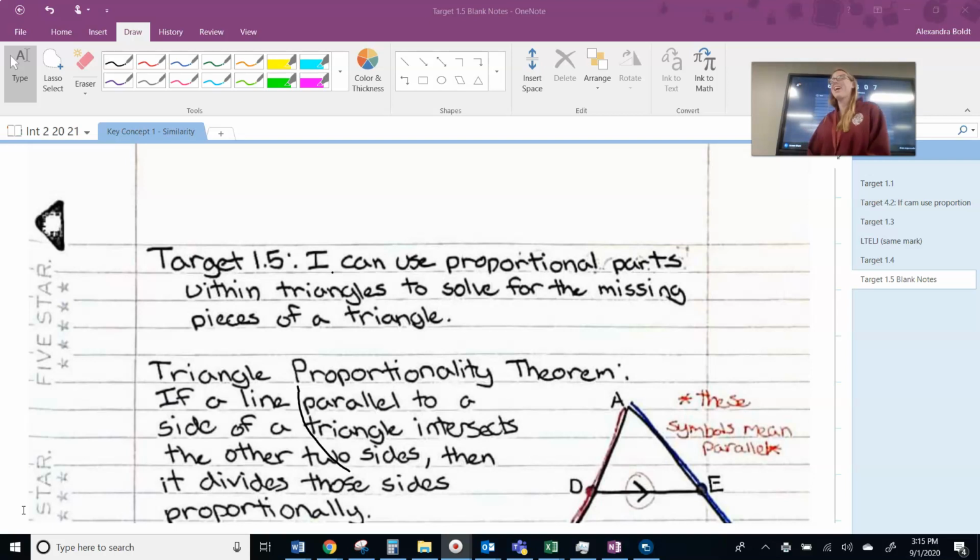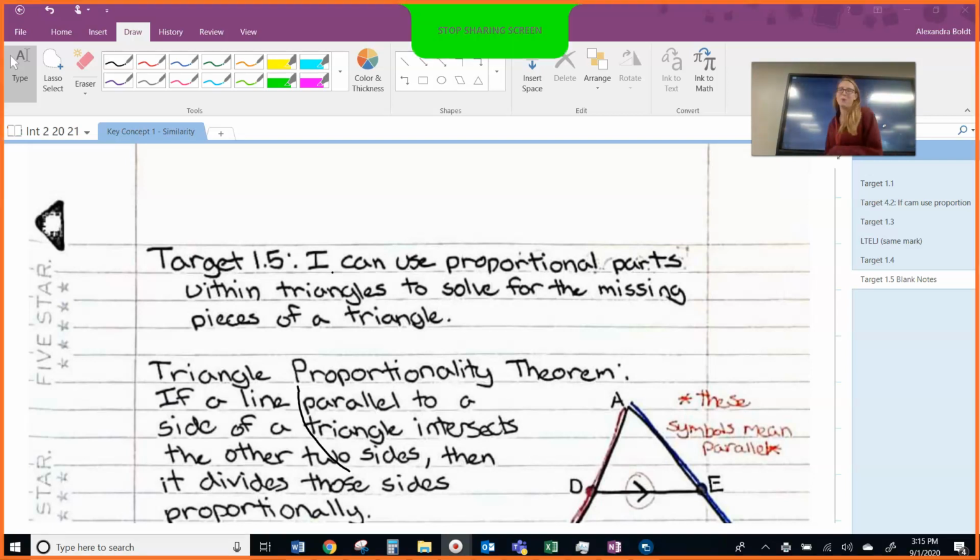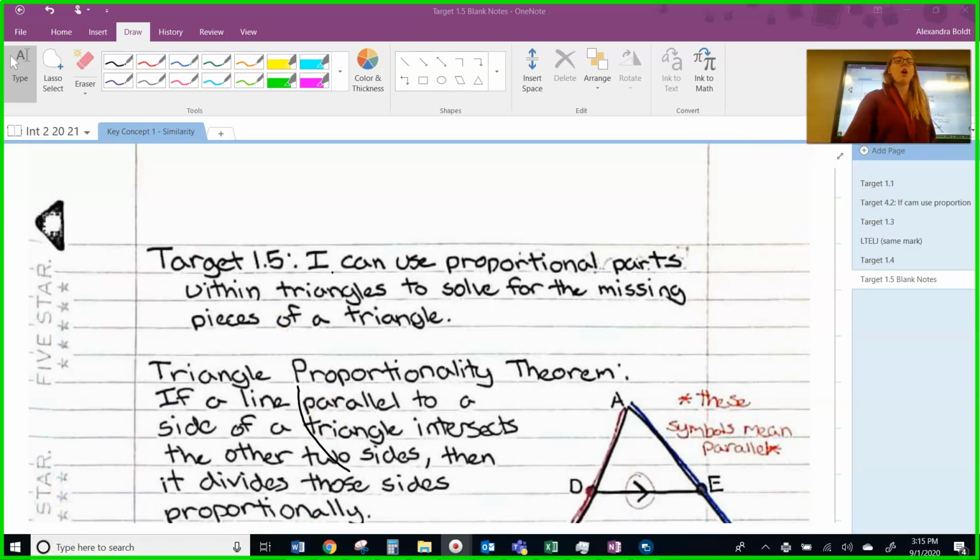Sorry, guys. Okay, in this video we're looking at target 1.5: I can use proportional parts within triangles to solve for the missing pieces of a triangle. This one really is an extension of what we did yesterday. There are just some fun new theorems that let us do some cooler new things.